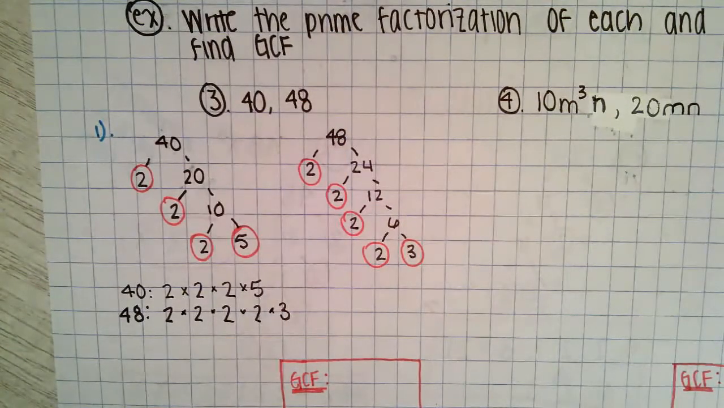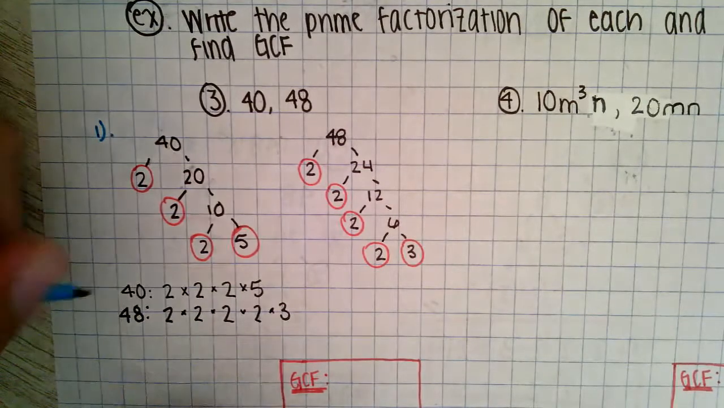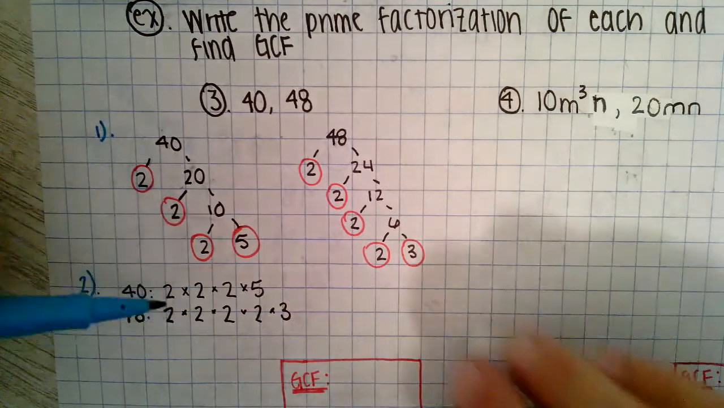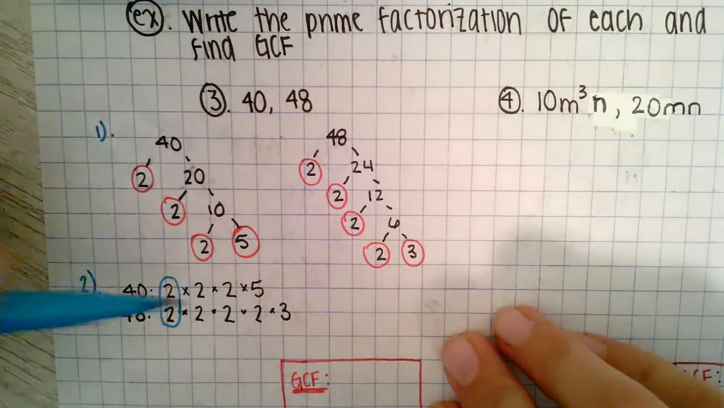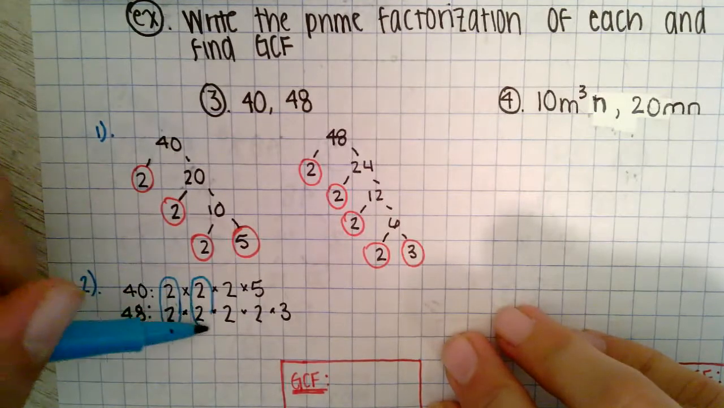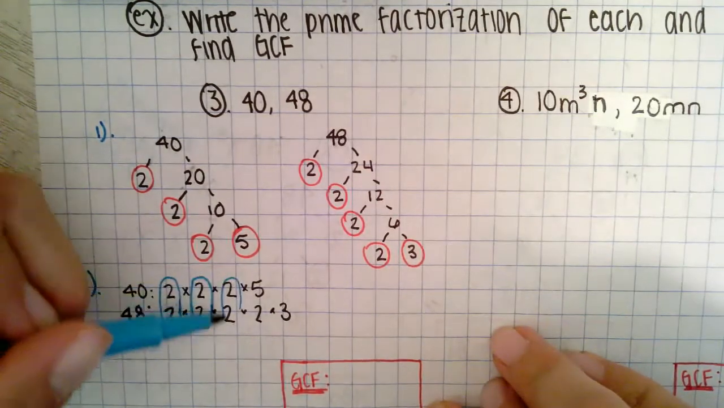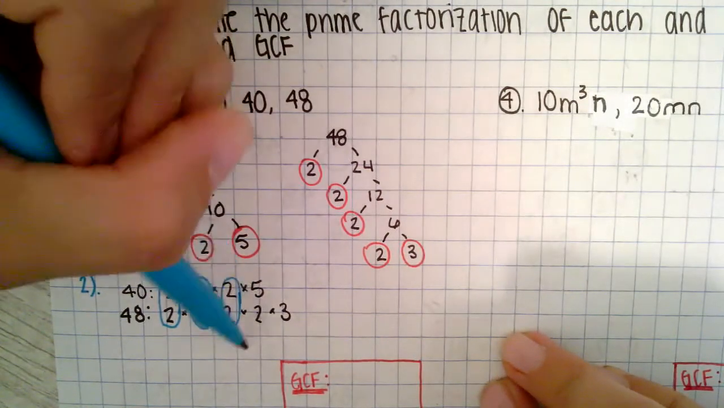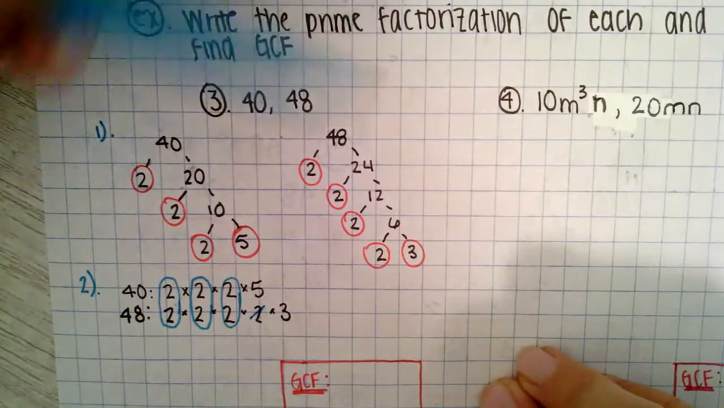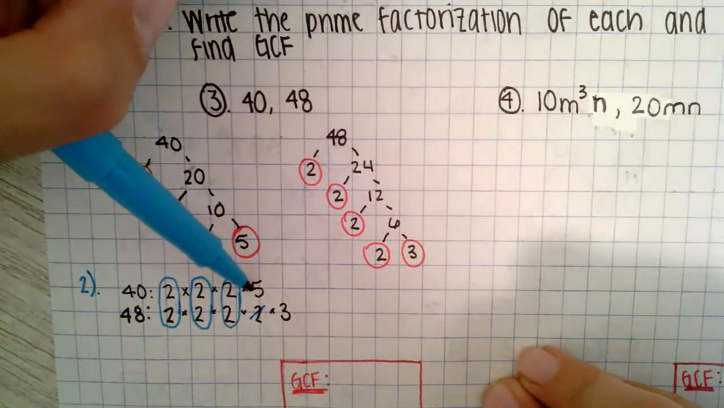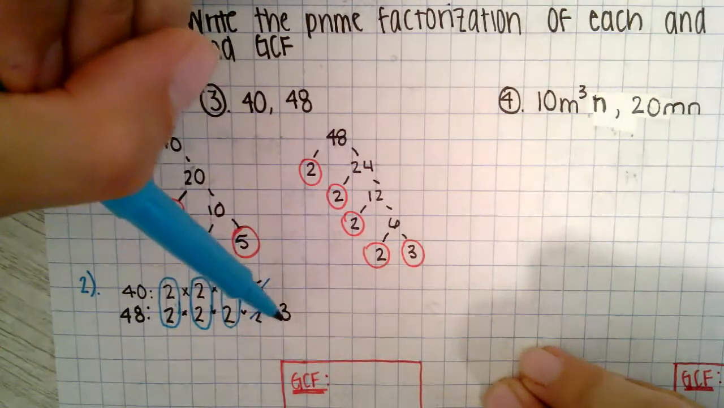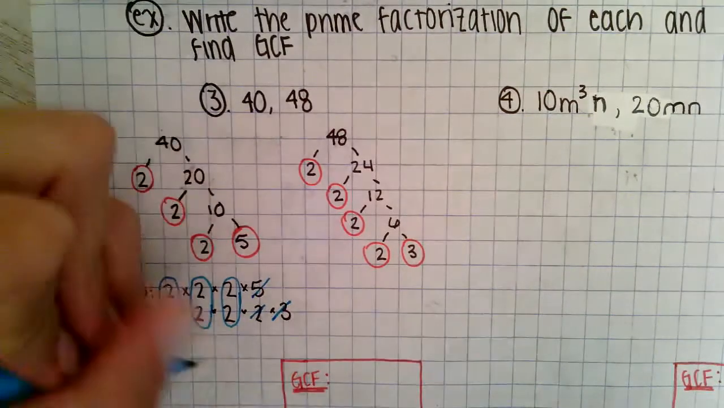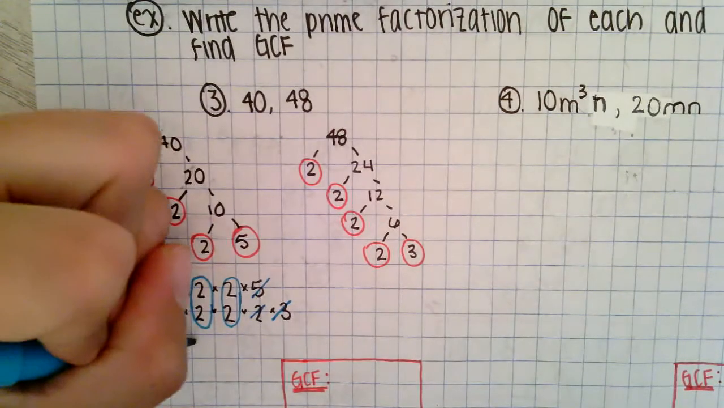So now what I'm going to do for step 2 is find my common factors. So we've got 2 2's here, got some 2's here, more 2's, but 48 has an extra 2 that 40 does not, so that one does not count. There's no 5 in 48, and 3 is not a factor of 40. So I have my common factors of 2, 2, and 2.